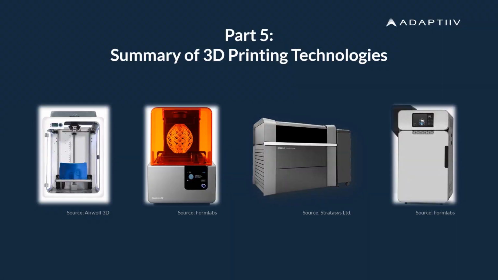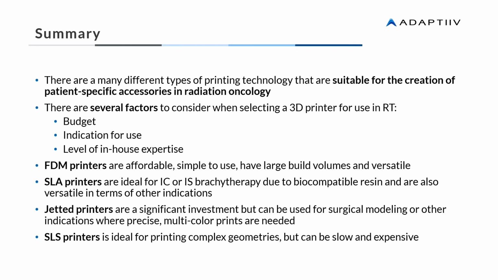Now let's review what we've covered in the education series so far. There are many different types of 3D printing technologies available, some which we've covered here, but not all are created equal. The good news is that many are suitable for printing radiation oncology accessories. There are several factors to consider when deciding what 3D printer to use in RT, such as budget, what you intend to use the printer for, and the level of technical experience that is required of staff.